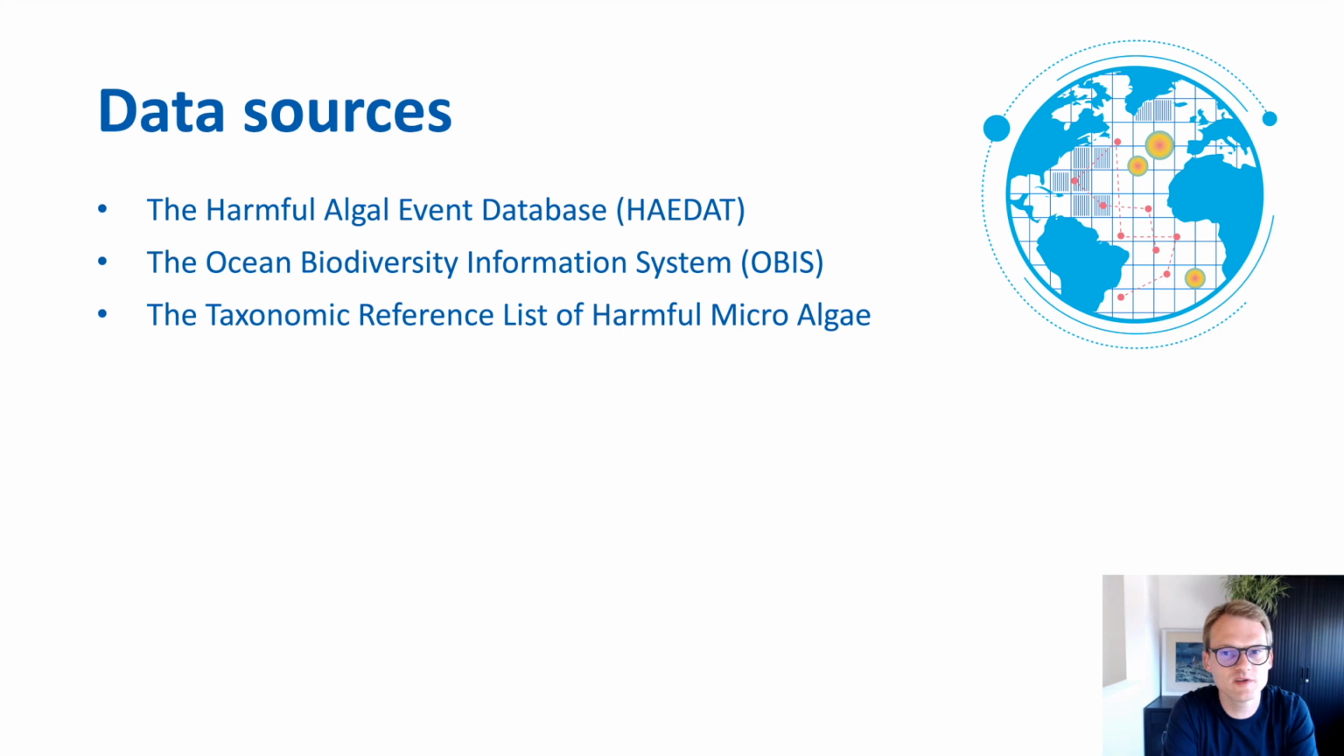As mentioned in the previous presentation, we combined a number of data sources to make the report happen. These are the Harmful Algal Event Database, HAEDAT, the Ocean Biodiversity Information System, OBIS, and the IOC Taxonomic Reference List of Harmful Microalgae, which acts as the taxonomic backbone for both HAEDAT and OBIS. The reference list is hosted by WoRMS, which is the World Register of Marine Species.